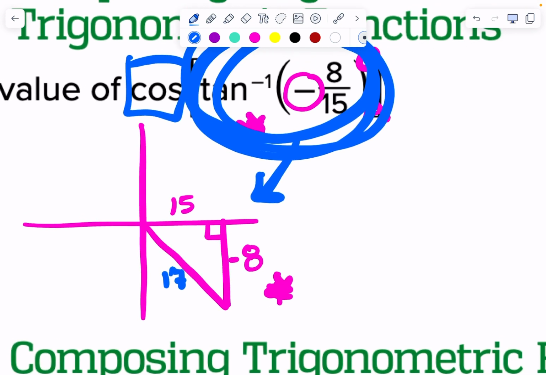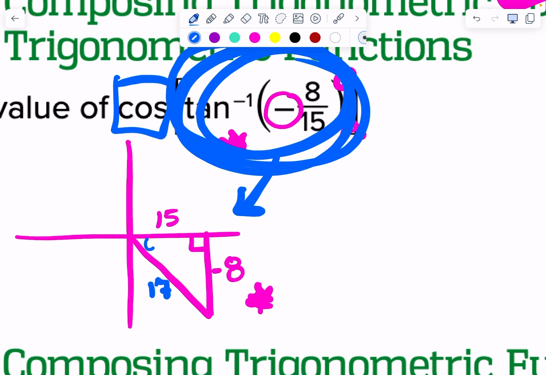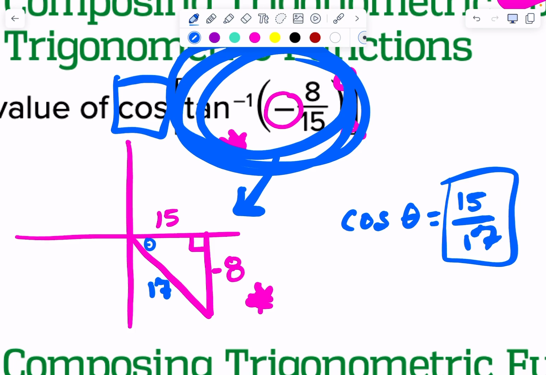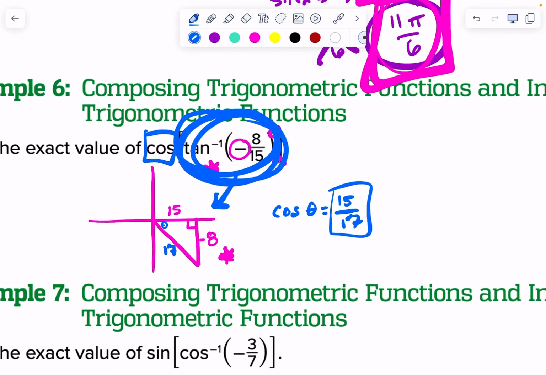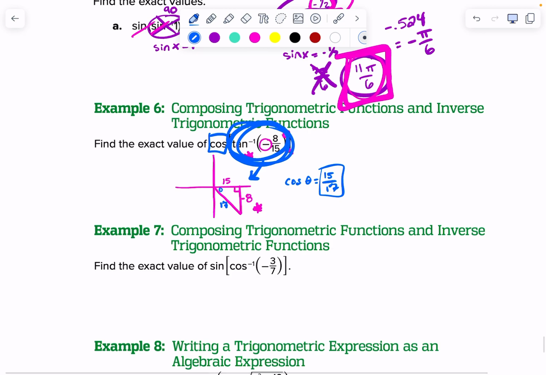Where does theta live, by the way? Where does my angle live? In the angle nearest to the origin. So now I need to find cosine, adjacent over hypotenuse. Cosine of angle theta equals 15 over 17. Yep, that's it. Find the exact value of cosine of that. The inside allowed me to draw the triangle. The outside allowed me to find the cosine. Interesting. All right.